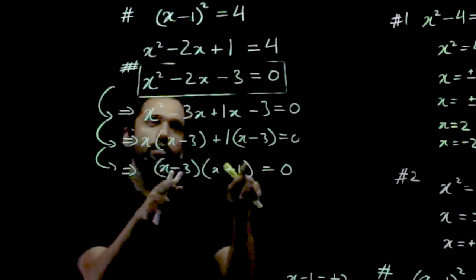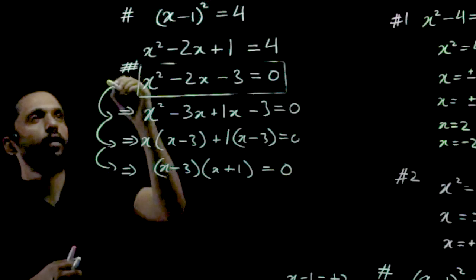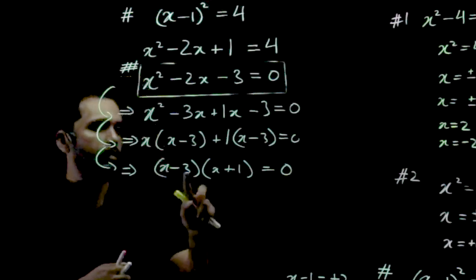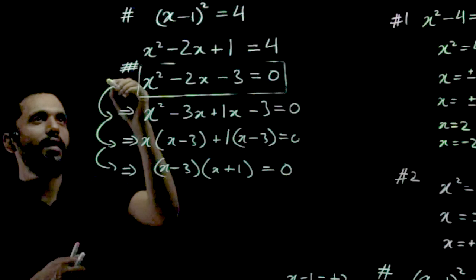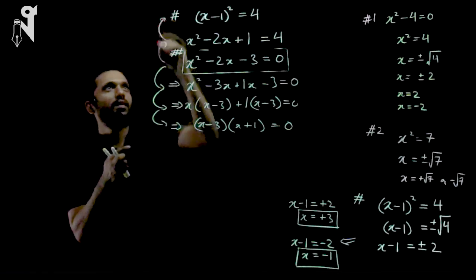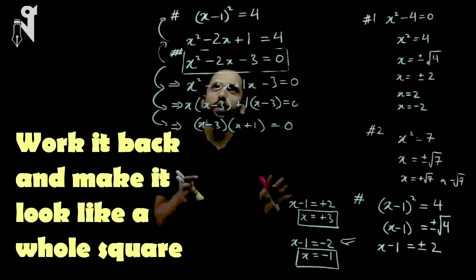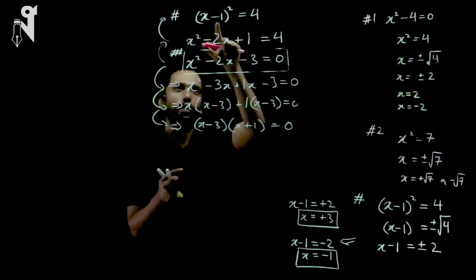If you are not able to find out the factors, because there is a big chance that the factors are not rational, in that case the other way is to work it back and make it look like a whole square. So that is what we are going to do today, to make it look like a whole square.